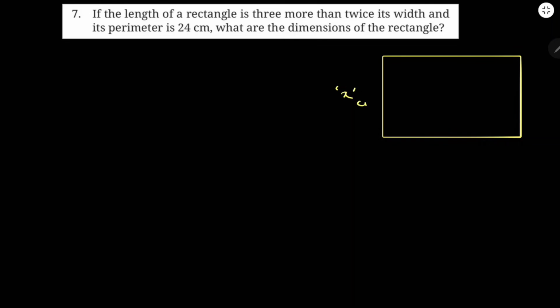If the length of a rectangle is 3 more than twice its width and its perimeter is 24 centimeters, what are the dimensions of the rectangle? So here, let the rectangle be, I'll consider width as x centimeters. Then the length of a rectangle is 3 more than twice its width.